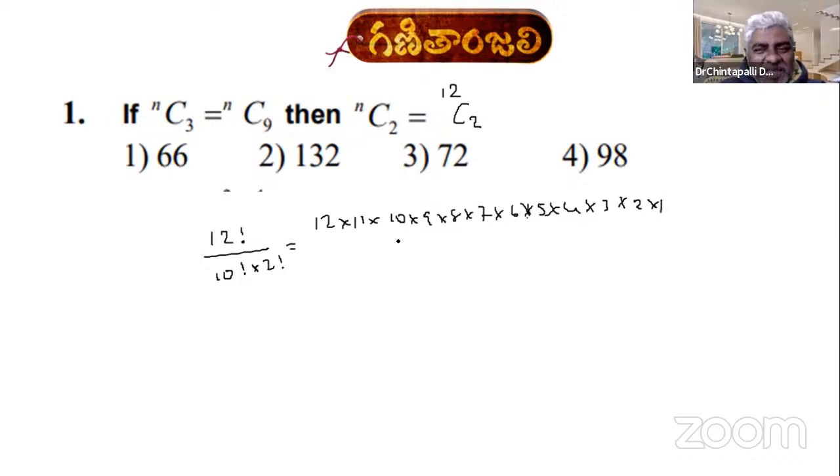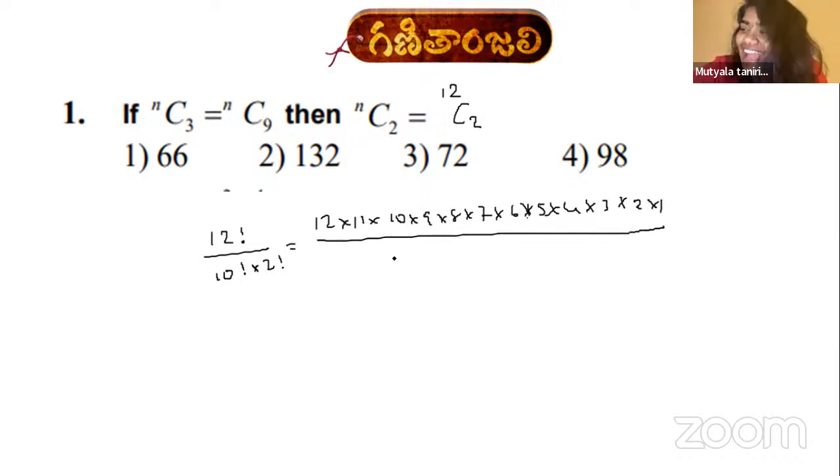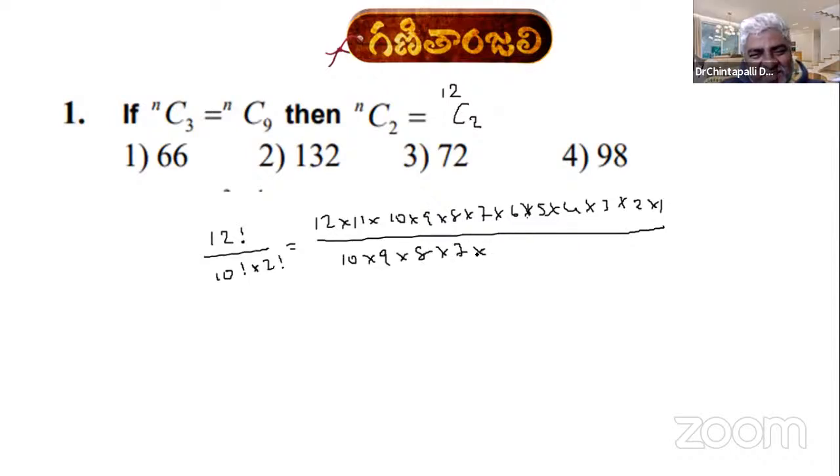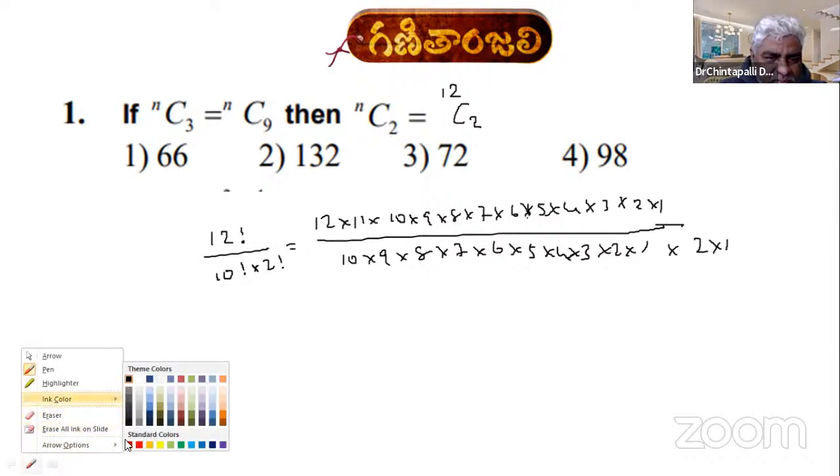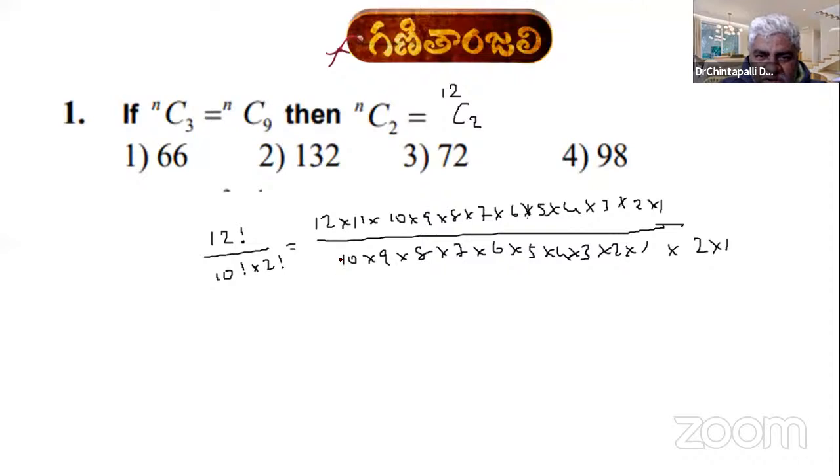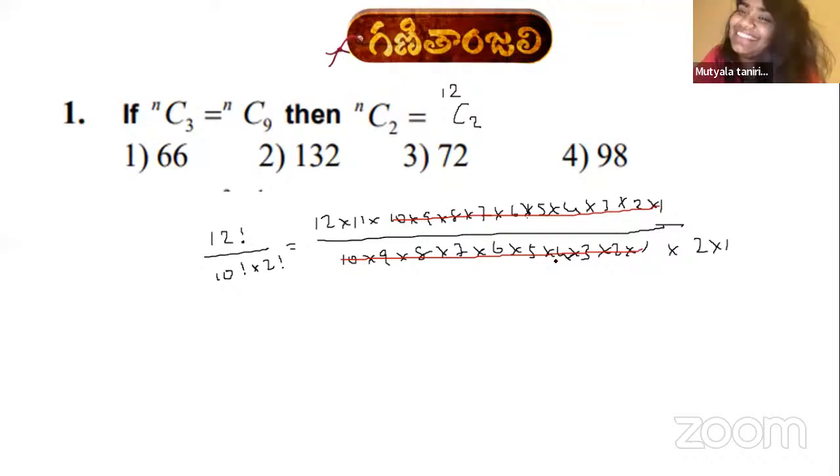Before telling a shortcut, we should show the normal method. 10 factorial means 10 into 9 into 8 into 7 into 6 into 5 into 4 into 3 into 2 into 1. And 2 factorial is nothing but 2 into 1. Now see, the 10 into 9 into 8 and so on is all cancelled. The 2 gets cancelled by 6, and it will be 66. Right, the answer is 66.